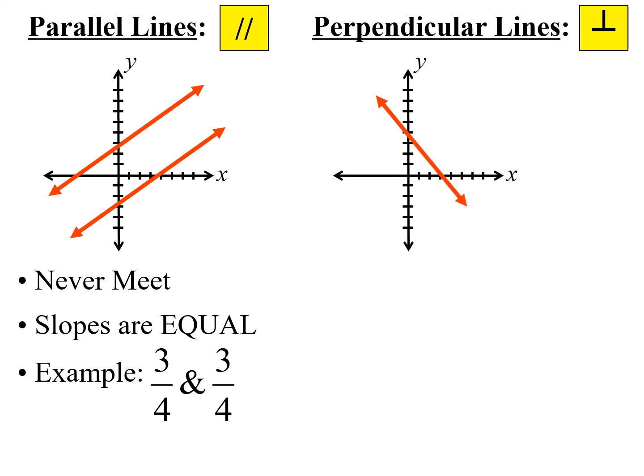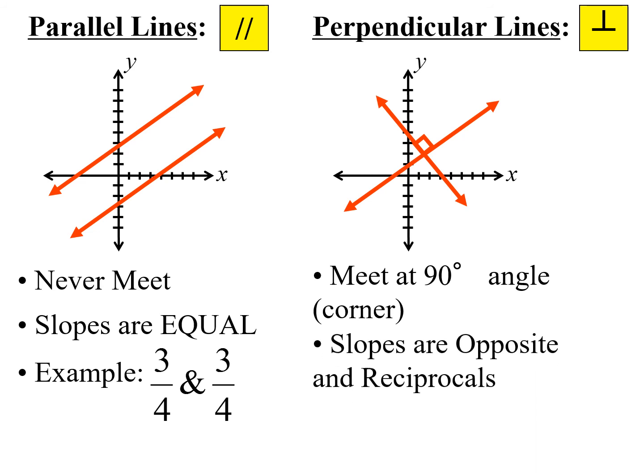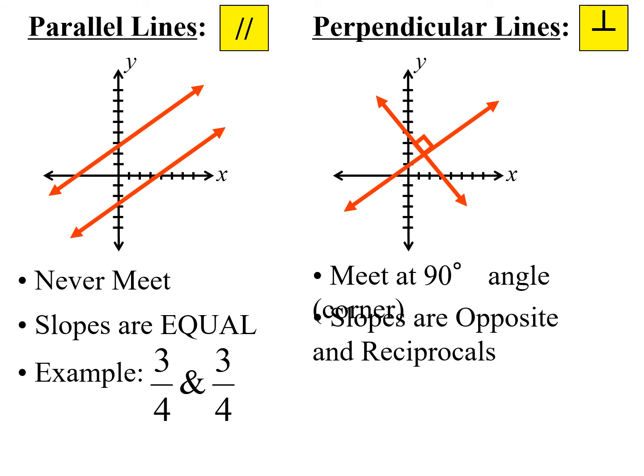For perpendicular lines, we have 2 lines that meet at a 90-degree angle. Here, their slopes are opposite reciprocals. So for example, we have 3 over 4 and negative 4 over 3. So opposite refers to the sign. One is positive, one is negative. And the reciprocal refers to flipping the fraction. 3 over 4 compared to 4 over 3.